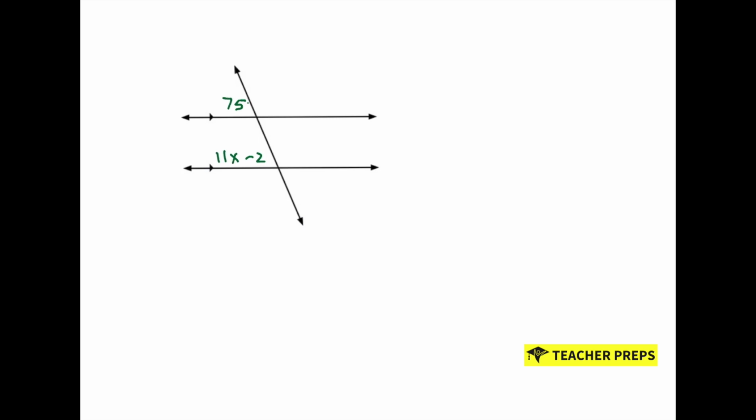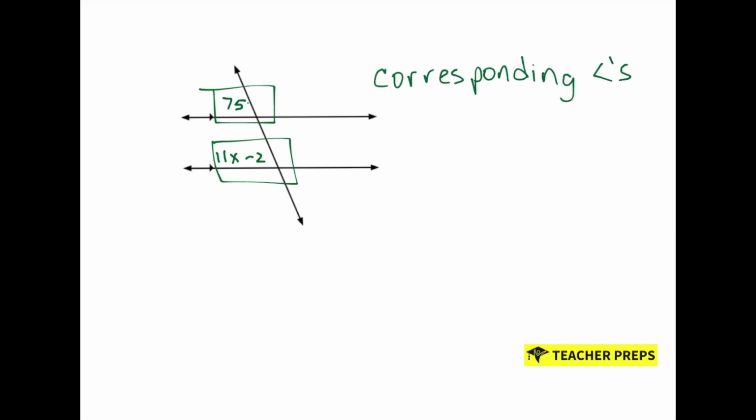Sometimes we have to use algebra to find a missing angle. Let's first decide what kind of angles we have. If I pick this angle up and set it down on top of the other one, they would match, so we have corresponding angles. This means the two angles are congruent or equal. So to solve this, we can take 11x minus 2 and set it equal to 75. Now we can solve to find x.